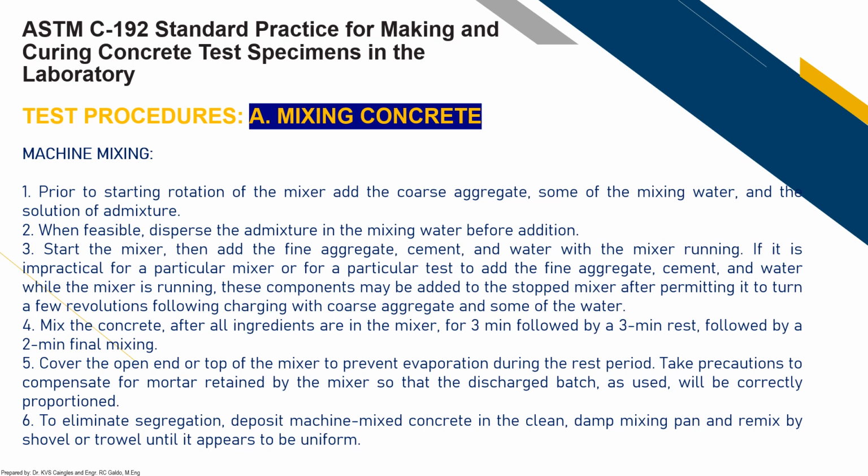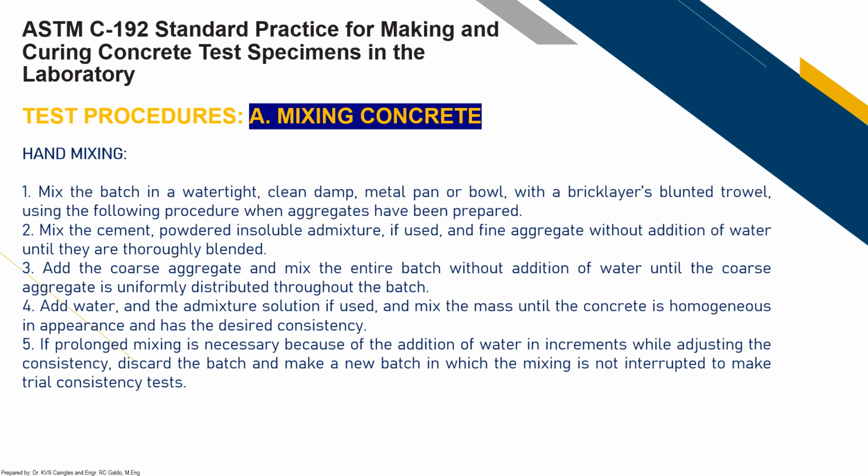Next, you mix the concrete after all ingredients are in the mixer for 3 minutes, followed by a 3-minute rest, followed by a 2-minute final mixing. Now you cover the open end or top of the mixer to prevent evaporation during the rest period. Take precautions to compensate for moisture retained by the mixer so that the discharged batch, as used, will be correctly proportioned. Next, to eliminate segregation, deposit machine-mixed concrete in the clean, damp mixing pan and remix by shovel or trowel until it appears to be uniform.